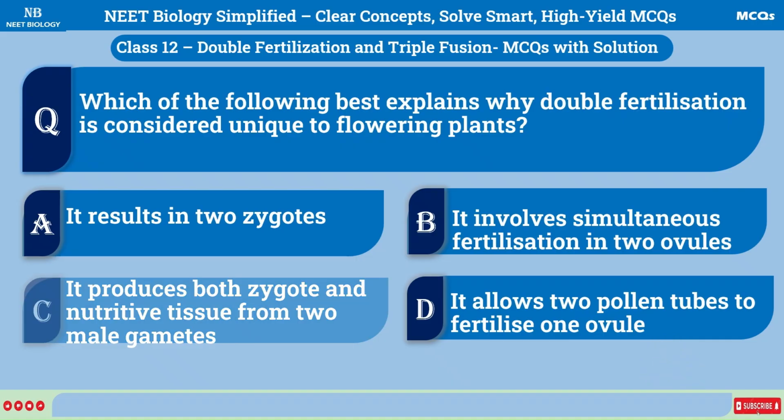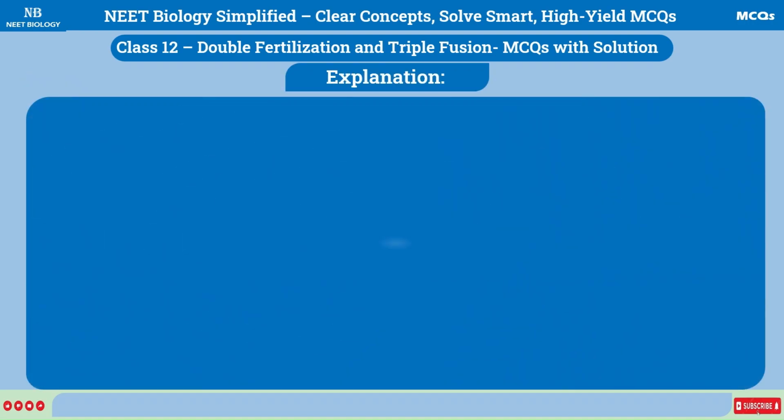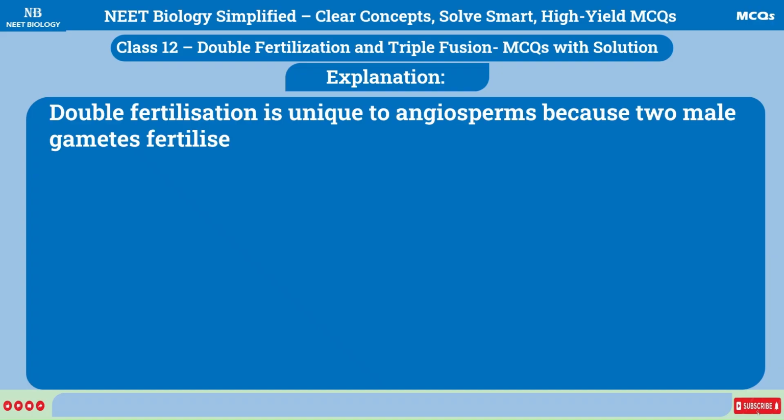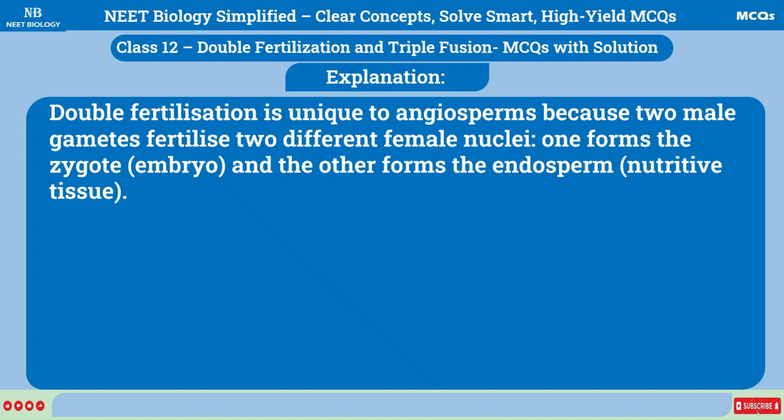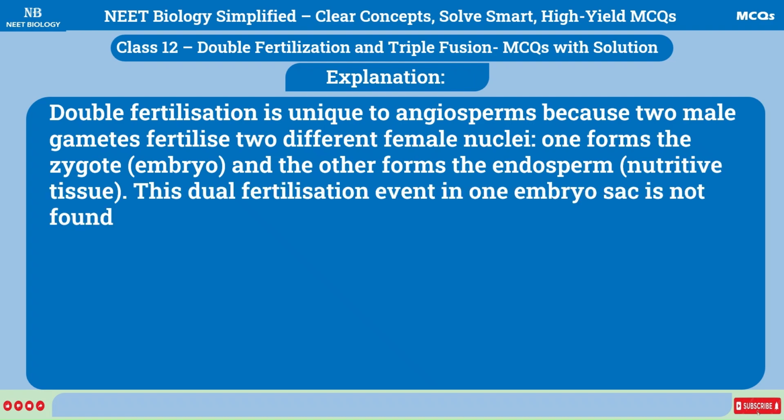Correct answer is C. It produces both zygote and nutritive tissue from two male gametes. Explanation. Double fertilization is unique to angiosperms because two male gametes fertilize two different female nuclei. One forms the zygote, the embryo, and the other forms the endosperm, the nutritive tissue. This dual fertilization event in one embryo sac is not found in gymnosperms.